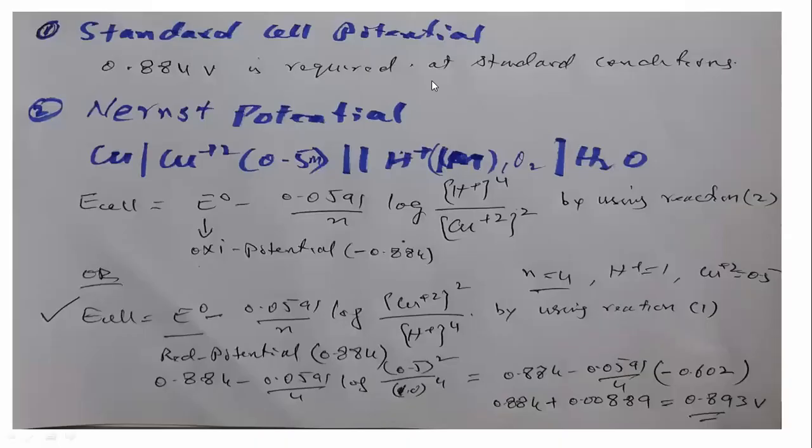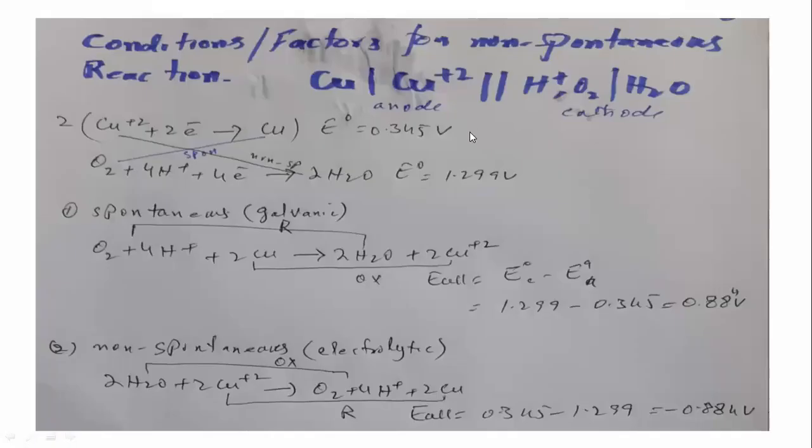So, and this is at the standard conditions. Standard conditions mean when all the concentrations of the ions are unit concentration, or the pressure of a gas is 1 atmosphere, and it is 25 degrees centigrade. So these are the standard conditions. So this potential is at the standard conditions.